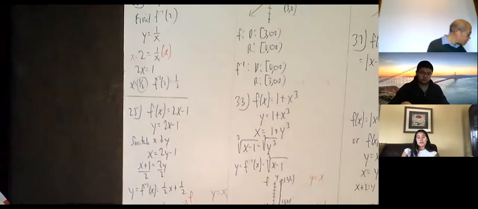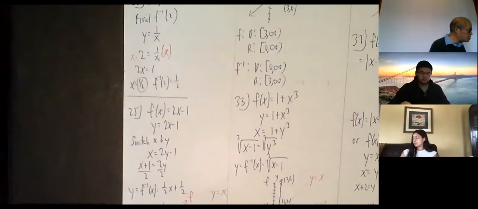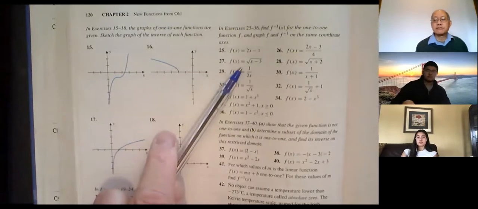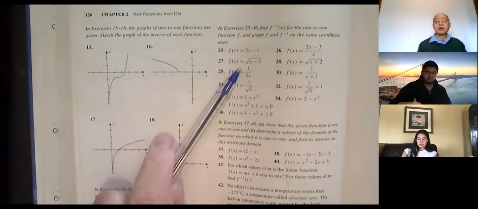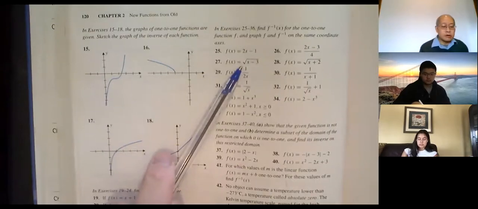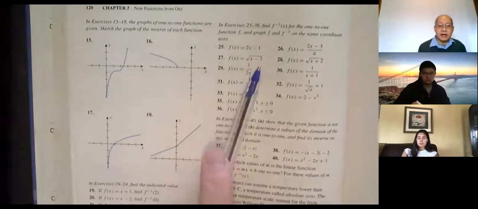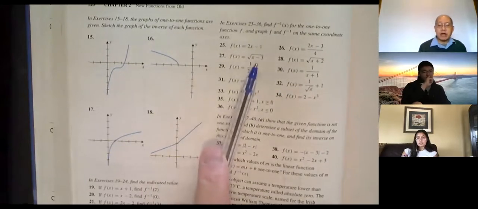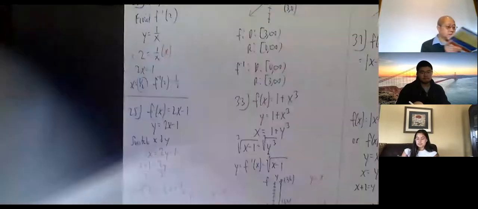All right, let me see if I have time to set up 23, no, 27 for you. Square root of x minus 3. You should know quickly what the graph is. Remember square root, square root looks something like that. X minus 3 just moves the graph 3 units to the right. I'll show you that graph shortly. So it is a one-to-one function.